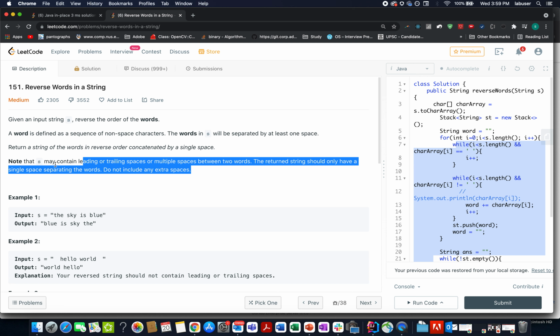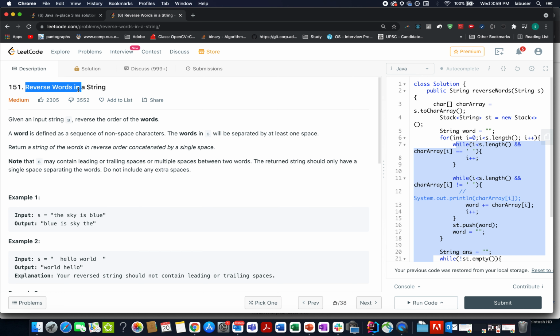Hello everyone, welcome to day 20th of October LeetCode Challenge, and today's question is Reverse Words in a String. It's a medium level question on LeetCode, however I feel it's an easy question. Let's try and understand the question together.